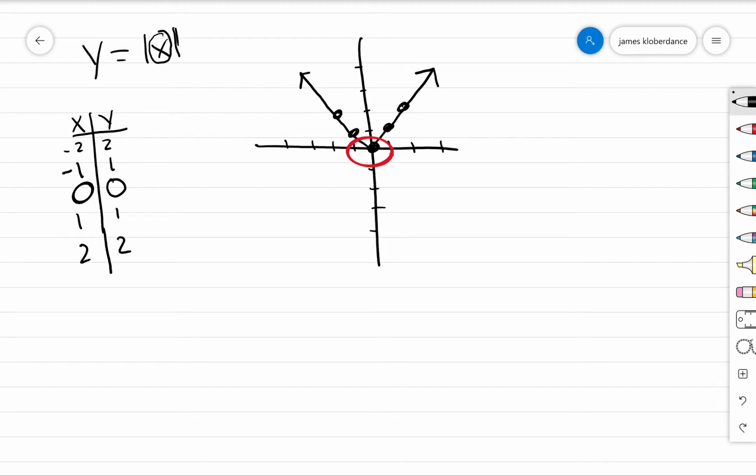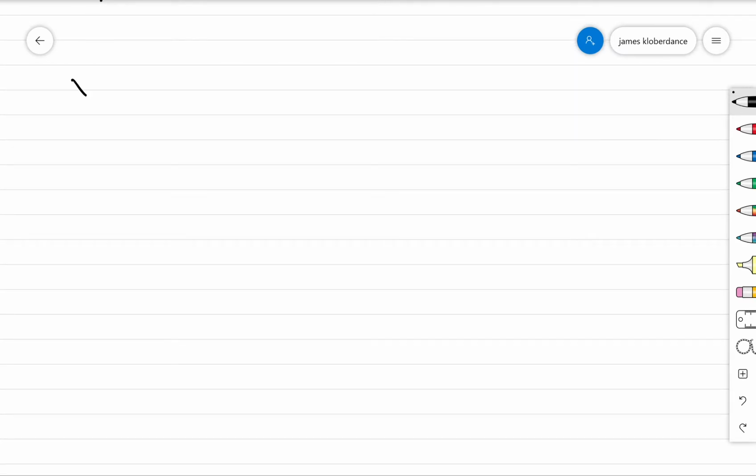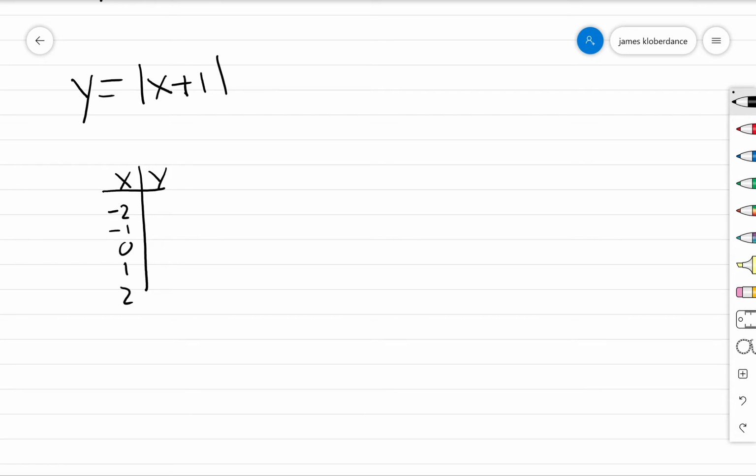So let's do another example. So let's do something a little bit different. So here's example number 2. So let's look at that. Let's see what that plus 1 does. So again, I'm just going to make a table. And I'm going to play around with a few points. So let's see, negative 2, negative 1, 0, 1, 2.